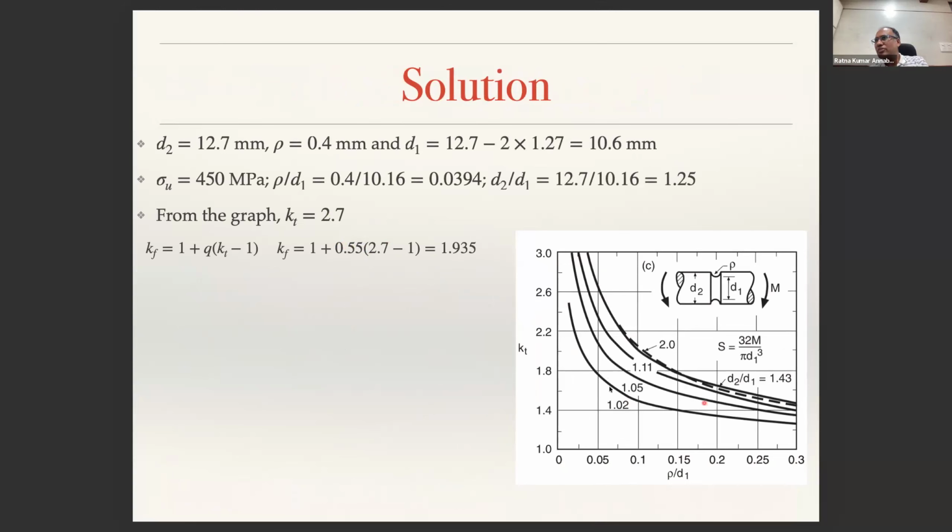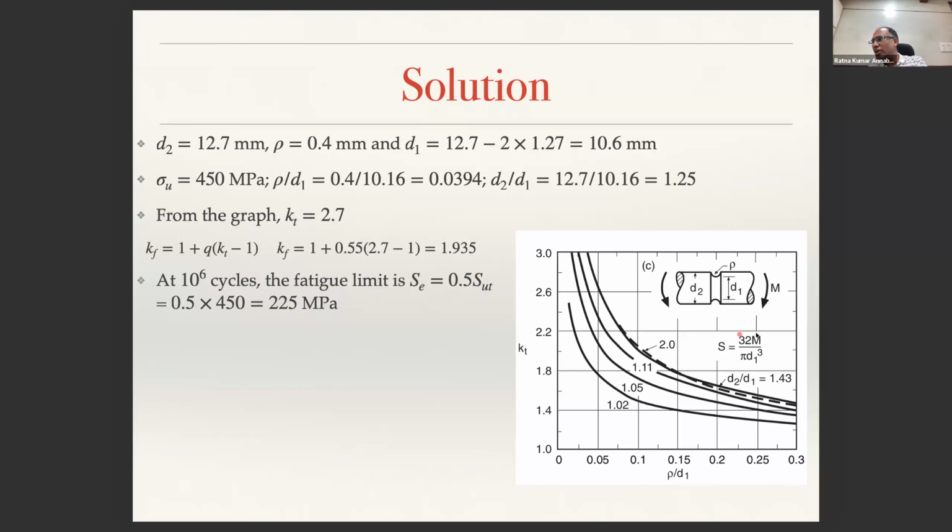KT is taken from this graph, 2.7. So KF is 1.935. The fatigue stress concentration factor is 1.935. And 10 power 6 cycles means 1 million cycles. Then the fatigue limit is SE equals 0.5 times SUT. That will be 225 MPa. At 10 power 6 cycles, because it's 0.5 SUT, it should be 225 MPa.